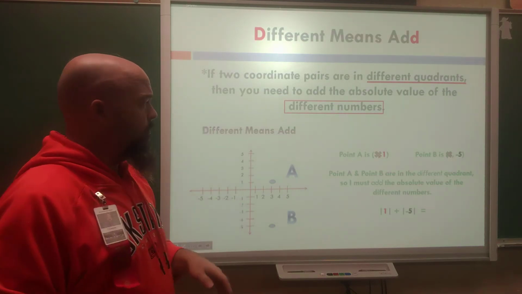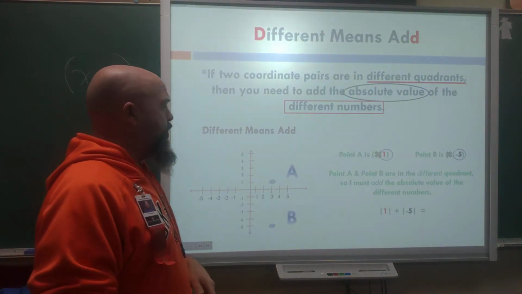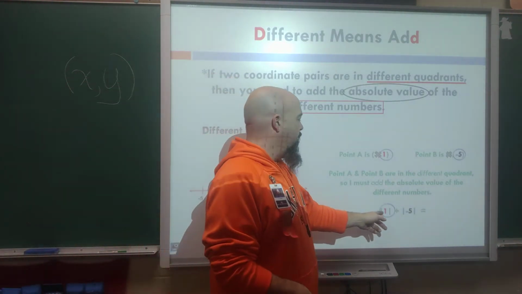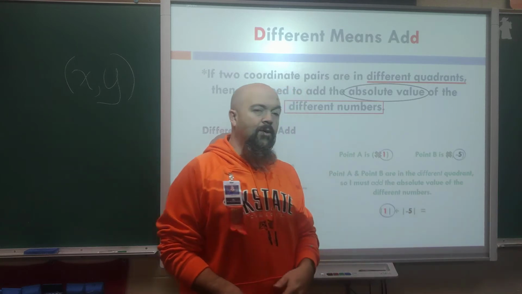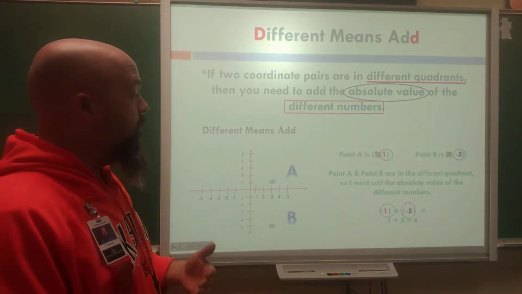Just make sure we understand this. Only worry about the 1 and the -5. The absolute value of 1 is, of course, 1. The absolute value of -5 is going to be, of course, just 5.